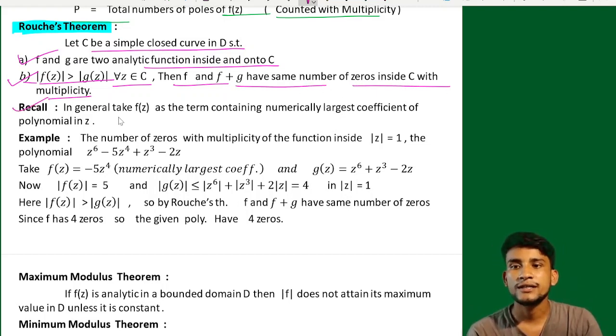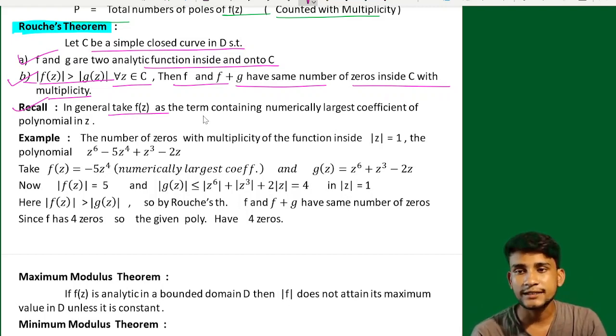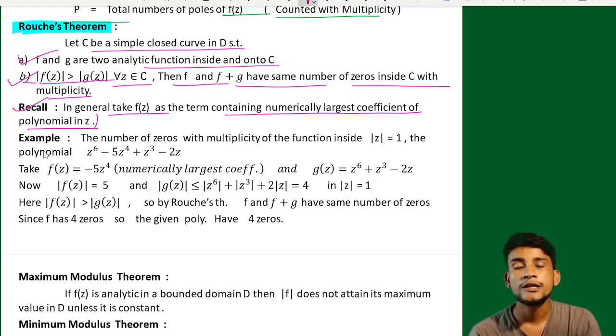Recalling, in general, how to choose f(z) and g(z): take f(z) as the term containing the numerically largest coefficient of the polynomial in z. Okay, this is the recalling. And there is an example.